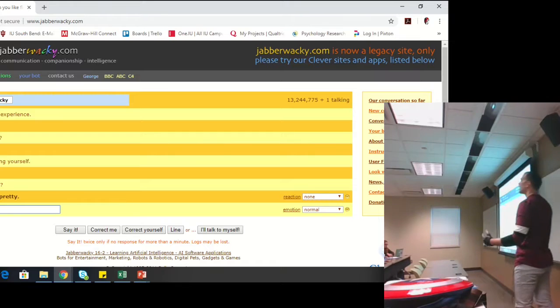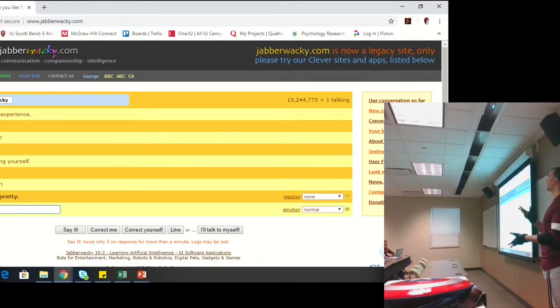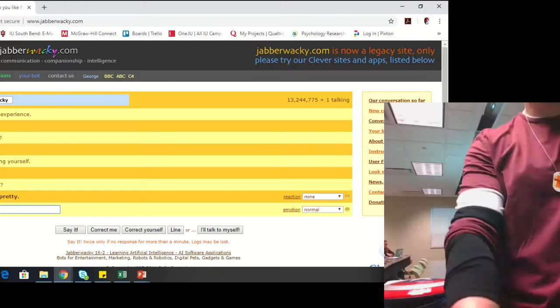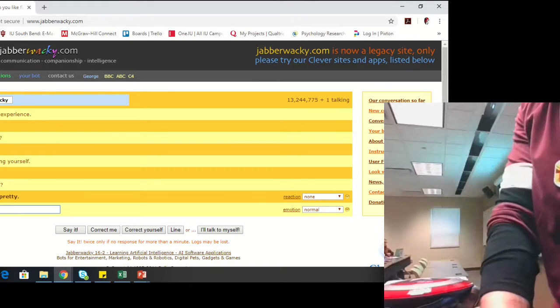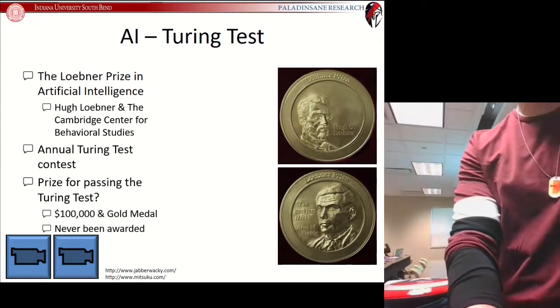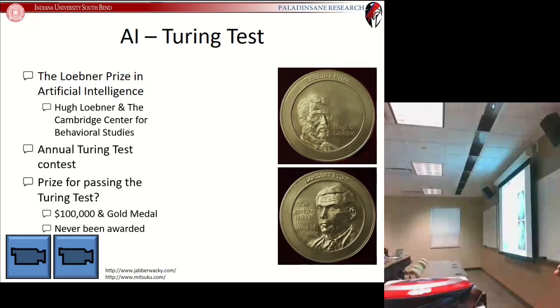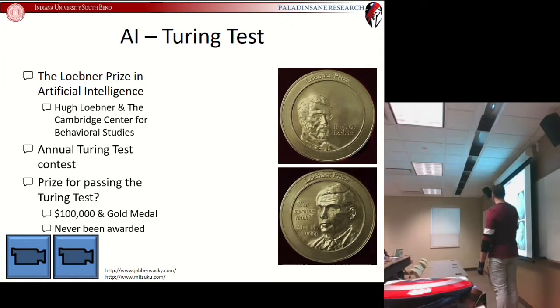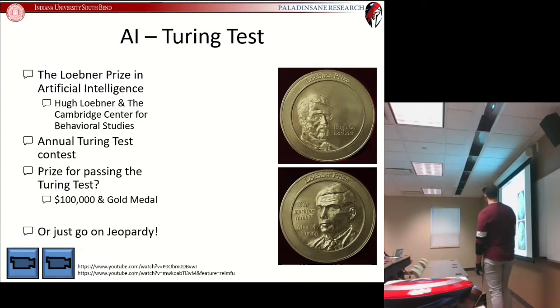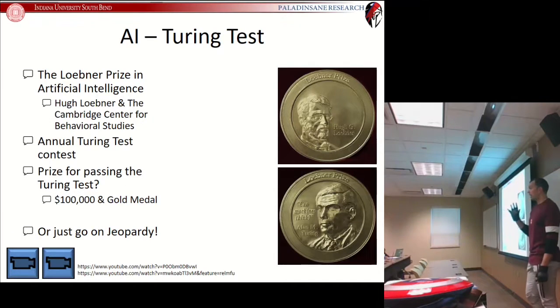But again, this is the kind of program that would be entered into the Whodunnit Prize. Jabberwocky and Mitsuko are among the best performers, the ones getting closest to passing that Turing test. On the other hand, the question can be asked whether the Turing test is even valid anymore. The $100,000 prize has never been awarded, but more money has been won by going on Jeopardy.